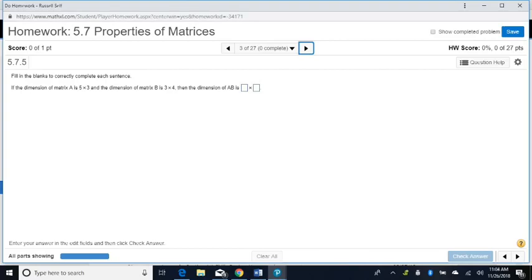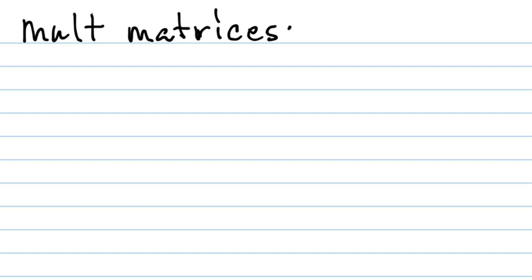So let me get a blank piece of paper here. We're going to talk about how to multiply matrices. You will be so happy to know we'll never divide them. But we can multiply them. And to multiply them, it's not bad. It's really not that hard to do. It just takes some knowing. Okay?